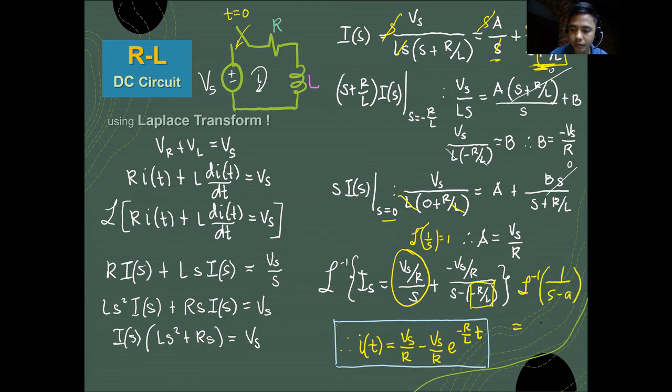And then the Laplace inverse of 1 over s minus a is equal to e to the negative a t. And then if you have a coefficient, which in this case is negative Vs over r, you just multiply this one with negative Vs over r. Therefore you have this equation. So I hope you get the idea.